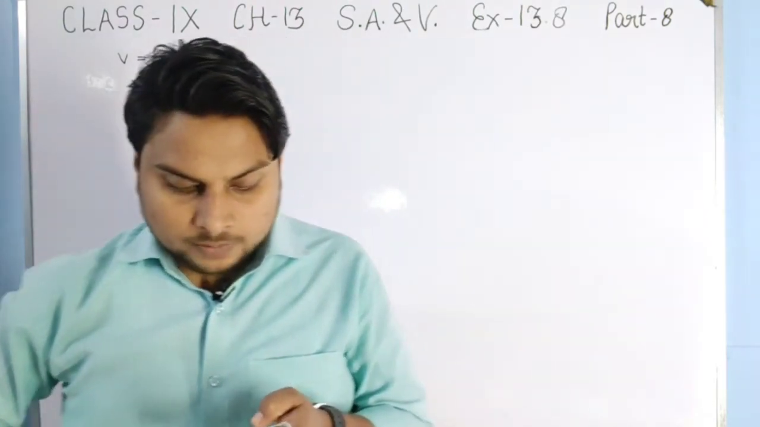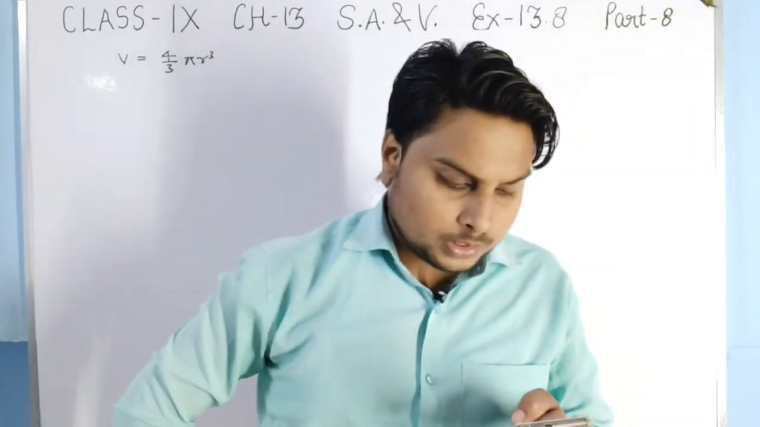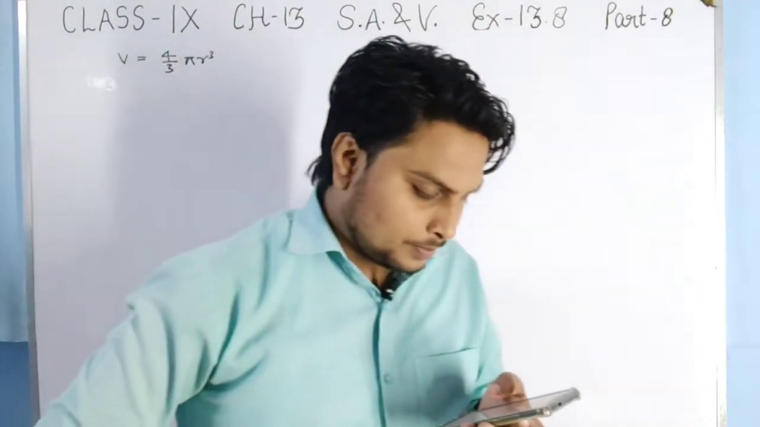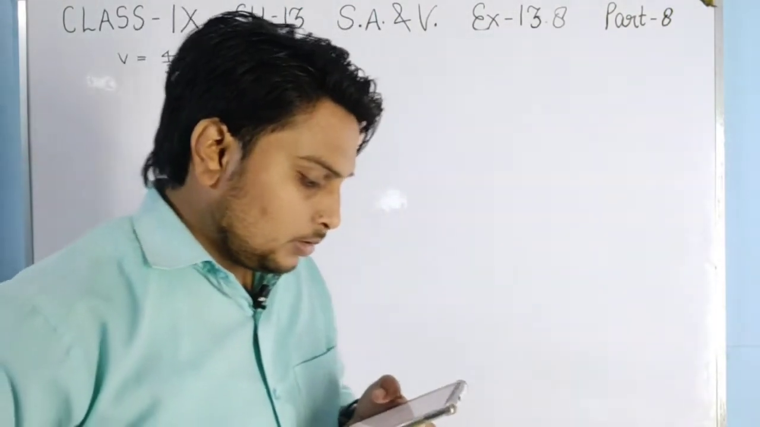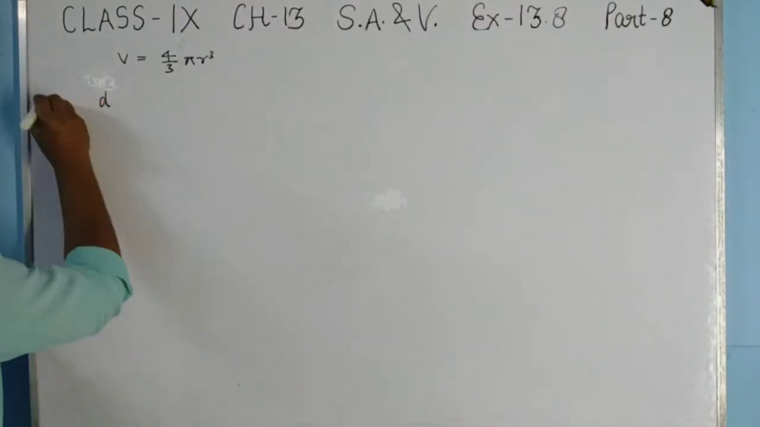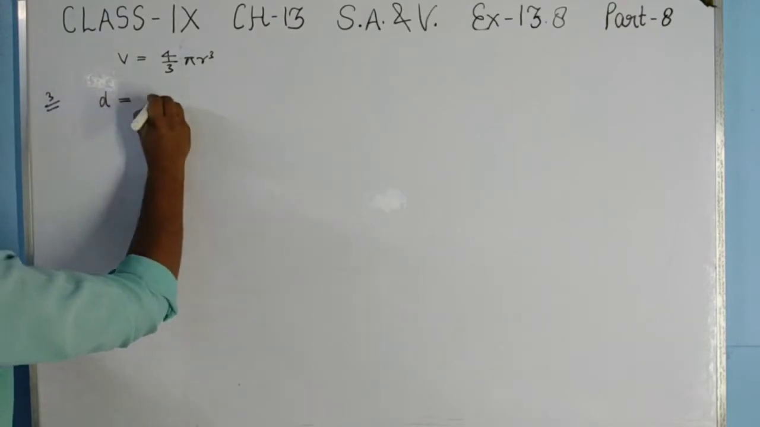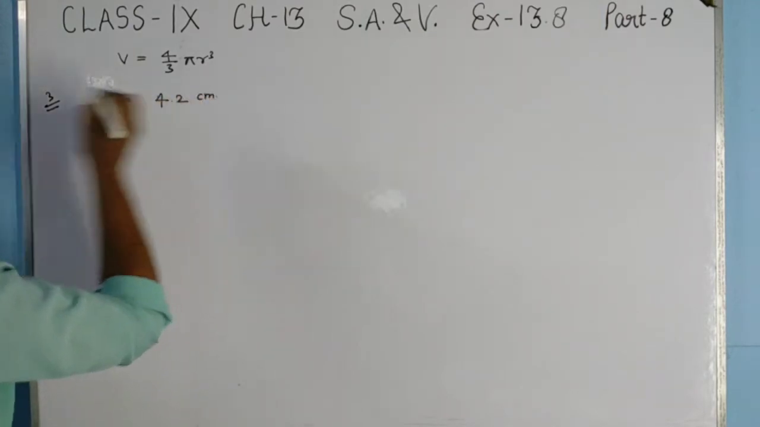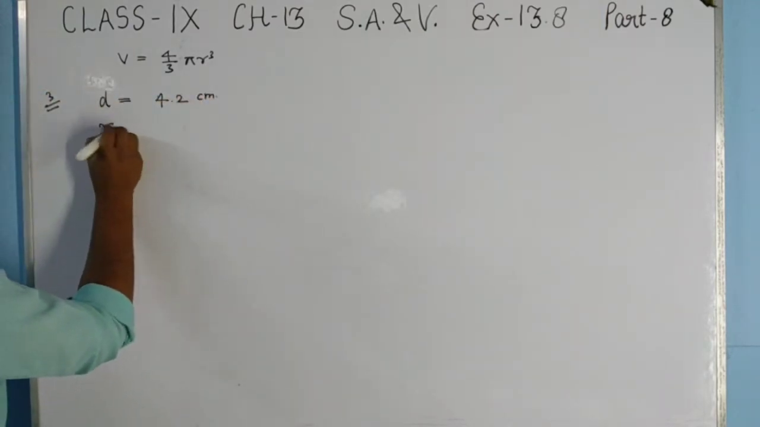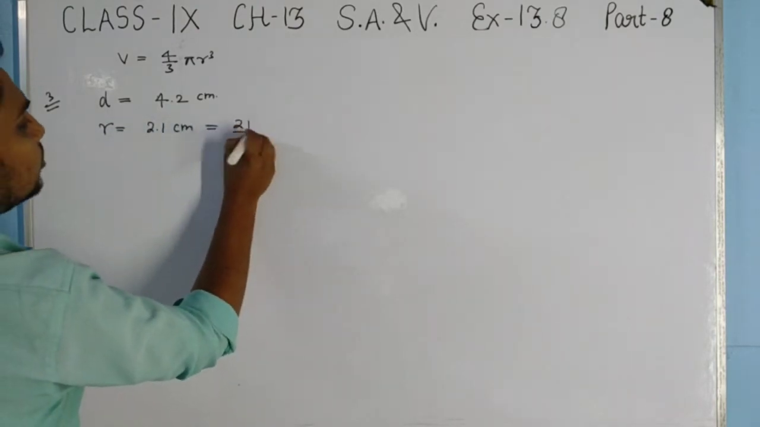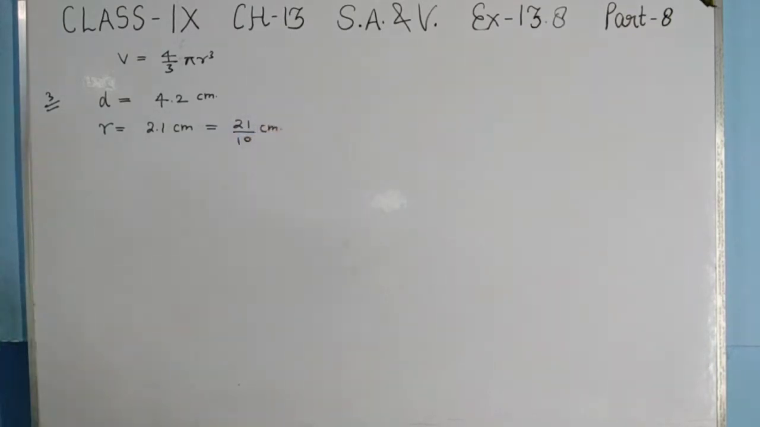Question number 3: the diameter of the metallic ball is 4.2 centimeter. What is the mass of the ball if the density is 8.9 gram per centimeter cube? So students, here the diameter is given, 4.2 centimeter. From here you will find the radius. Radius will be 2.1 centimeter, or you can say 21 by 10 centimeter.